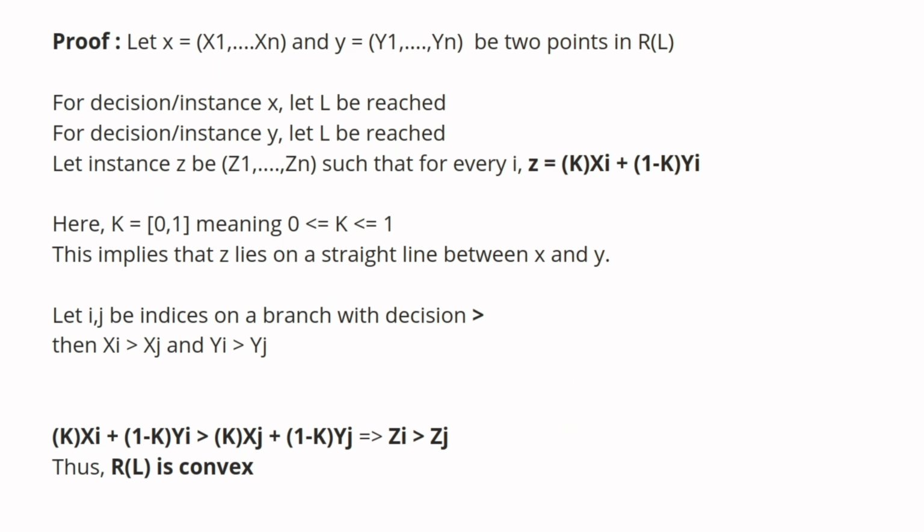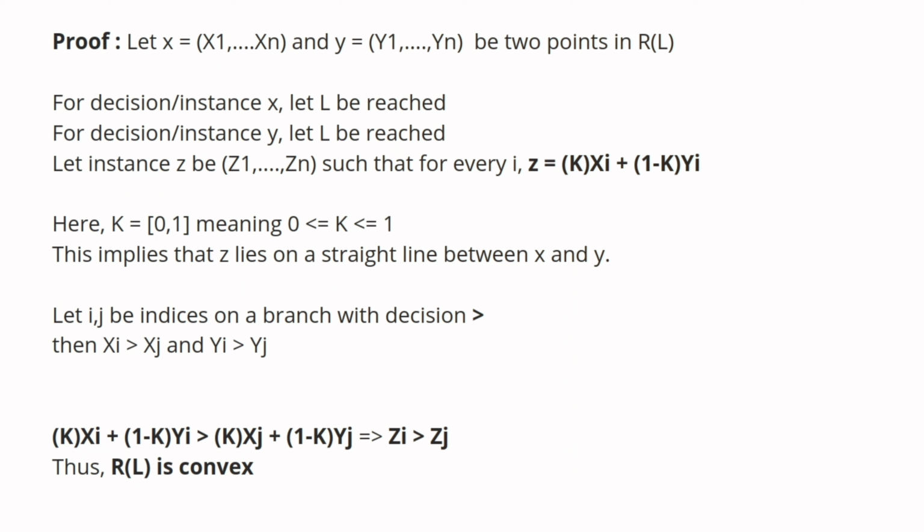Now, if I multiply the inequalities by k and 1 minus k and I add these inequalities, I get k into x of i plus 1 minus k into y of i greater than k into x of j plus 1 minus k into y of j, which implies that z of i is greater than z of j, because the LHS of this inequality is nothing but z of i and the RHS of this inequality is nothing but z of j.